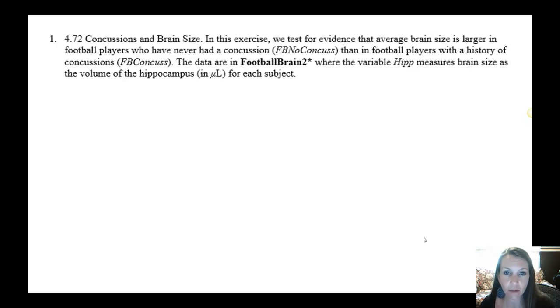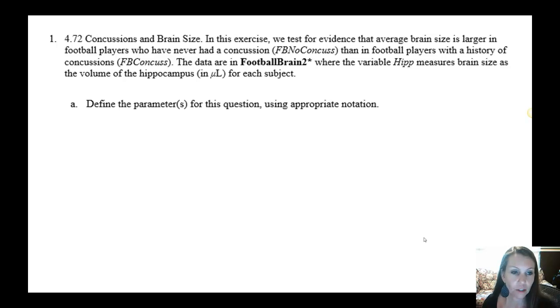The data are in Football Brain 2, where the variable hip measures brain size as the volume of the hippocampus for each subject. The first part says, define the parameters for this question using appropriate notation.